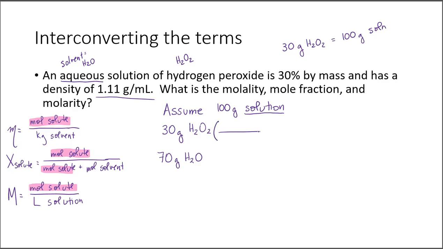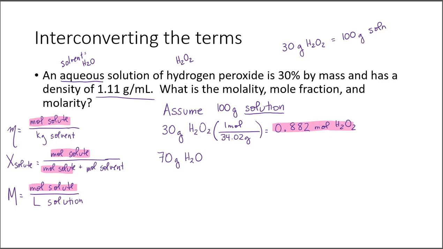So let's take our 30 grams of hydrogen peroxide and convert it into moles. That's going to be what our pink answer is. Moles of solute. We need it for all of the things. So hydrogen peroxide: 1.01 times 2 plus 16 times 2. Molar mass is 34.02. 30 divided by that, 0.882 moles of hydrogen peroxide. So again, we now know the pink part for all of that.